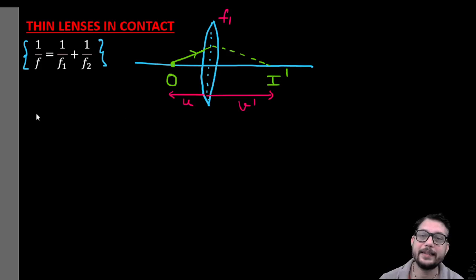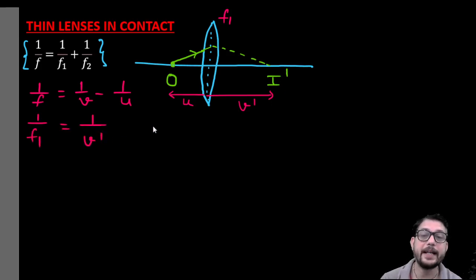So for this lens only, we will use the lens formula, and the lens formula is 1 upon f equals 1 upon v minus 1 upon u. In place of f, that will be f1, and in place of v, that will be v dash, minus 1 by u. I hope that it is clear.